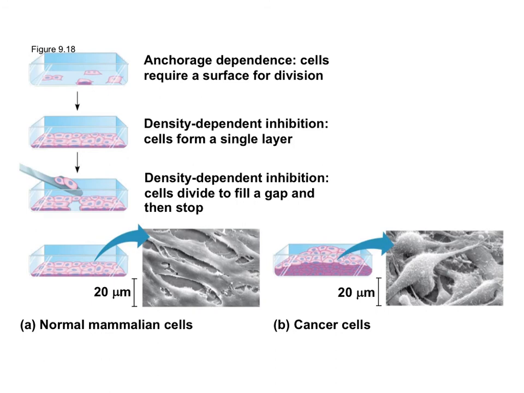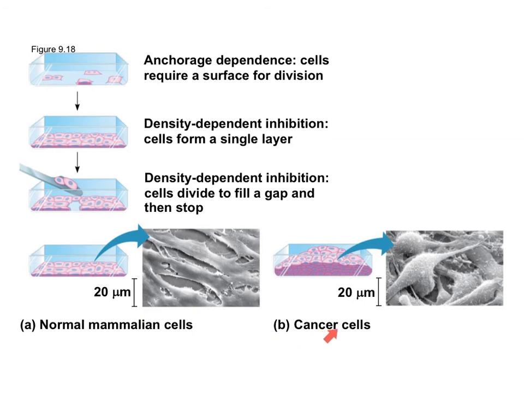It can also be controlled by how many other cells are around it. So if there isn't very many cells, like in this case, if I took some of these guys out, then these cells should be signaled to keep dividing and kind of fill in that gap.